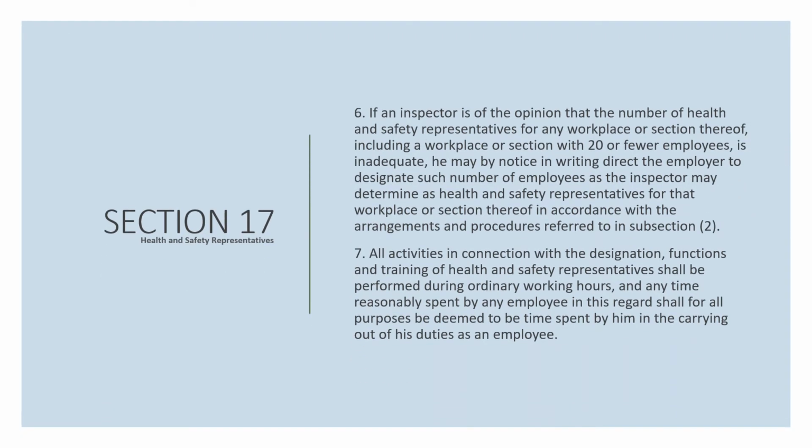If an inspector is of the opinion that the number of health and safety representatives for any workplace or section thereof, including a workplace or section with 20 or fewer employees, is inadequate, he may by notice in writing direct the employer to designate such number of employees as the inspector may determine as health and safety representatives for that workplace or section thereof, in accordance with the arrangements and procedures referred to in subsection 2.